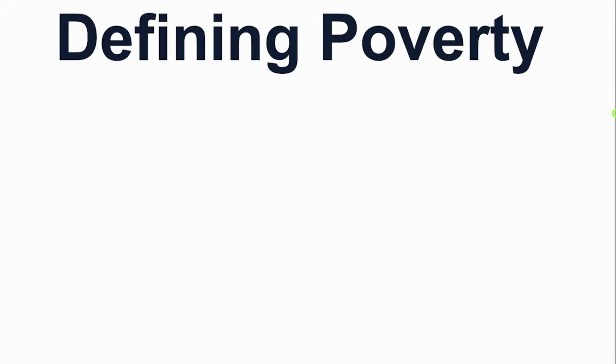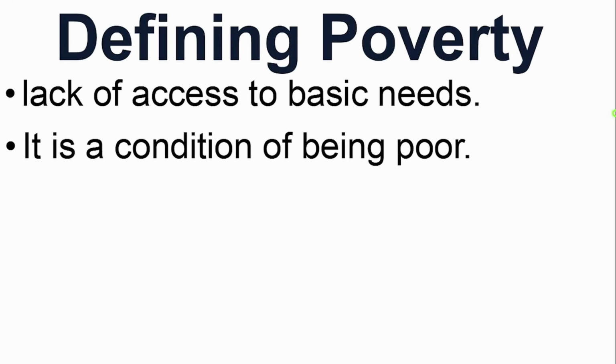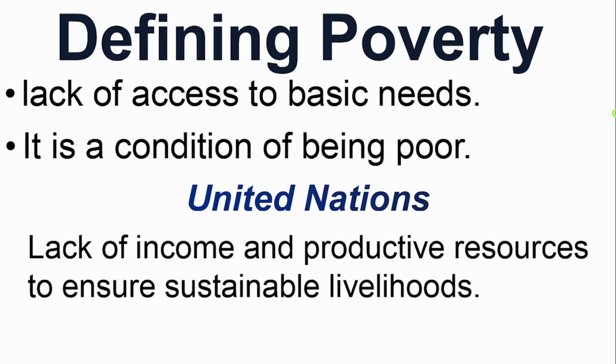Now, what is poverty? Well, poverty can be defined as lack of access to basic needs. We can also say it is a condition of being poor. When we look at the United Nations, they define poverty as a lack of income and productive resources to ensure a sustainable livelihood. So those are some of the definitions that we find. There are a lot more definitions that we can find out there, but these are some of the definitions.